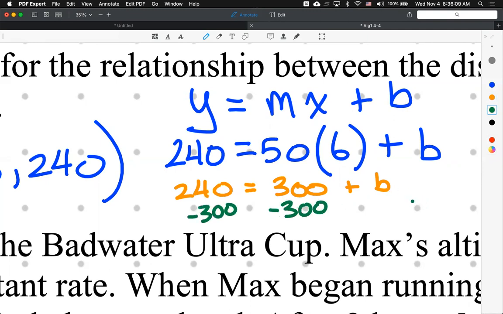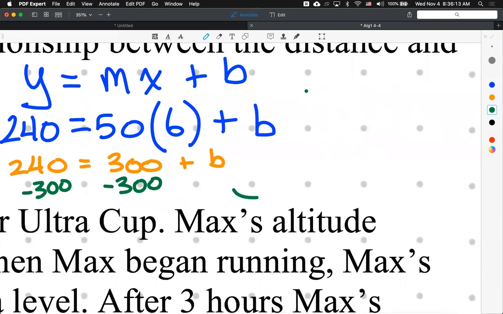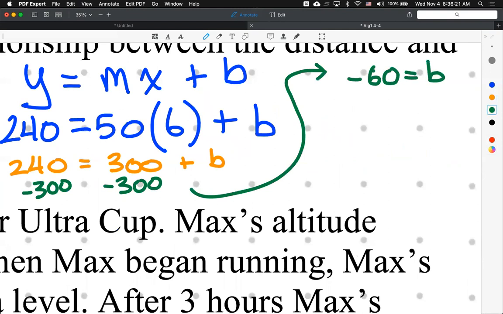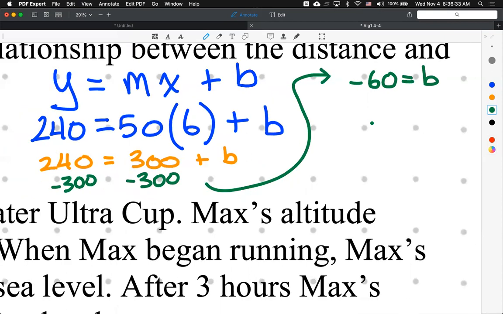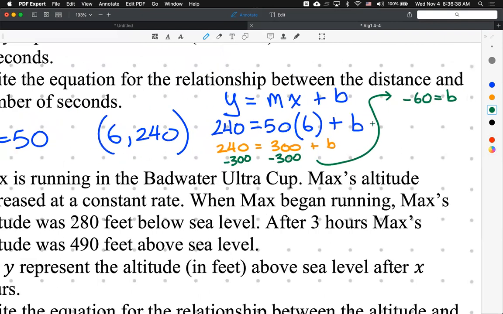I ran out of room, so I'm gonna come over here. All right, we have all the pieces to our puzzle. We need to put them all together. What is the final equation?